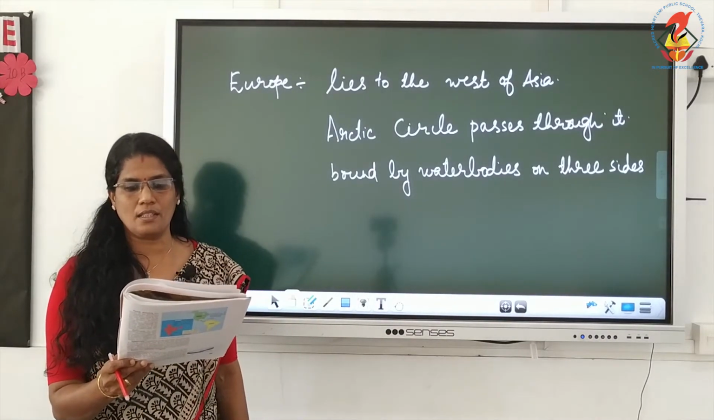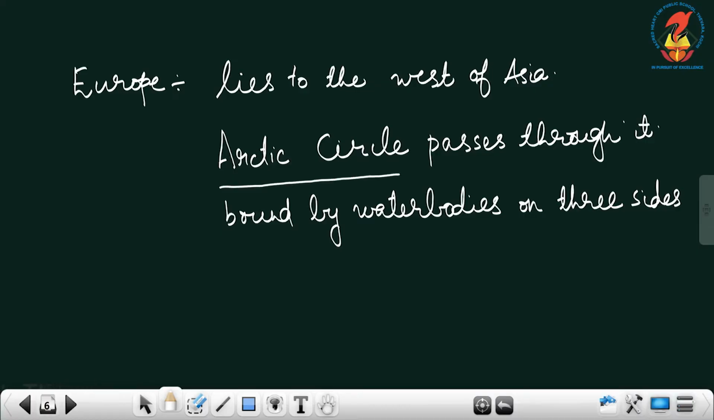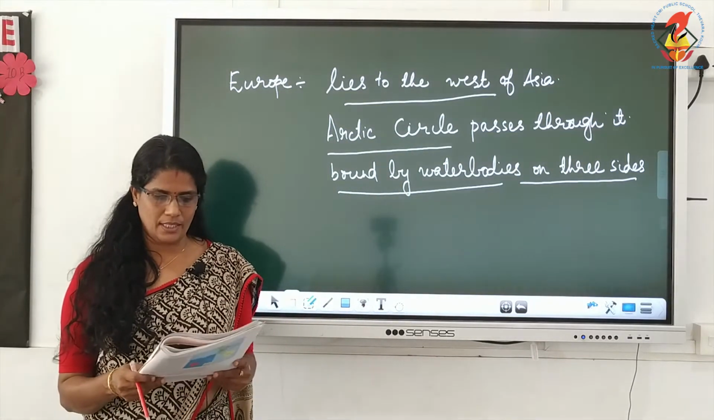The Arctic Circle passes through it. Underline this point. The Arctic Circle passes through Europe. It lies to the west of Asia. It is bound by water bodies on 3 sides.